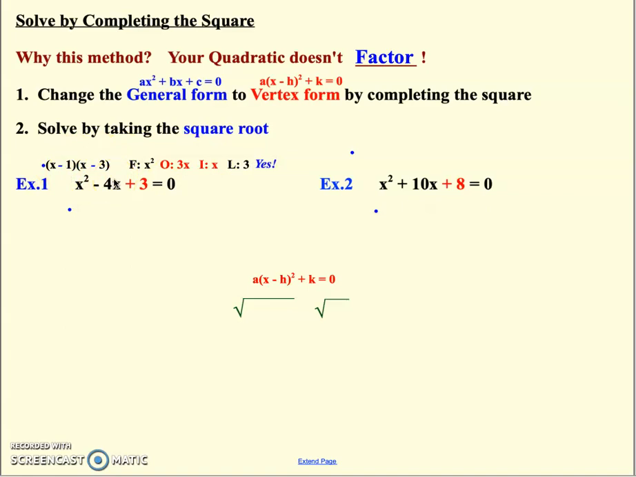Solve my 2 factors. Set these 2 factors individually equal to 0. You'd get 1 and 3 as solutions. But we're going to do it with complete the square so we can practice the process. And then when we get done, you'll see how I got those 2 solutions.